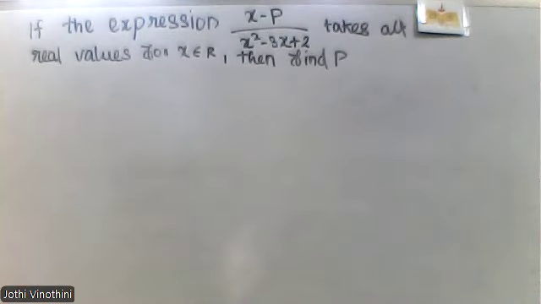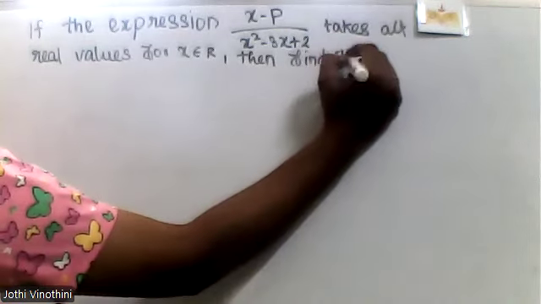Okay. So see, the question is a little bit different. So what is given? If the expression x minus p divided by x squared minus 3x plus 2 takes all real values for x belonging to real numbers, then find p. See, it is to find the limits of p, right? Right.